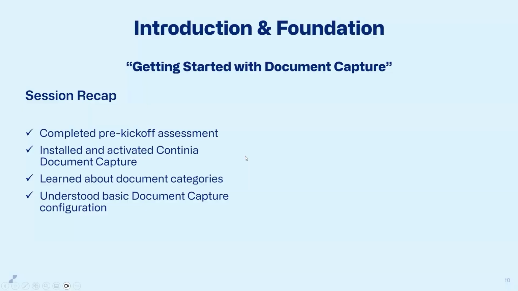Okay, so that brings us to the end of today's session, where we've talked about starting a project on the right foot. We talked about those pre-kickoff requirements. We showed you where to install and activate the app from the app source extension management. We learned about what document categories are, the differences of the document categories, and we did some basic setups of document capture. And we showed you, even if you want to create a custom document category, a little bit about how you can configure document categories to do something a little bit different.